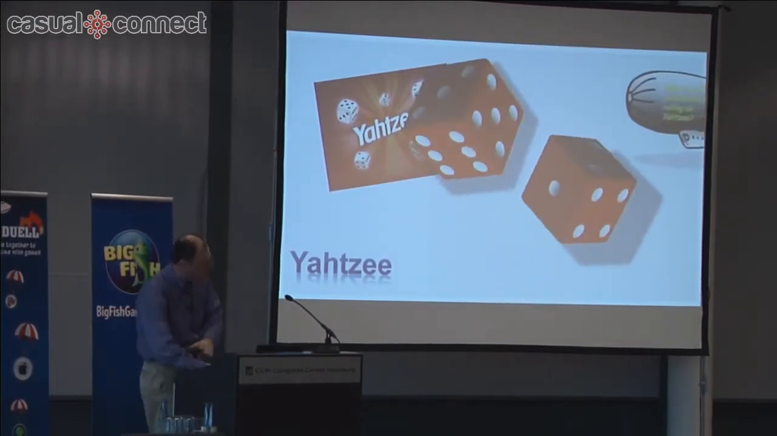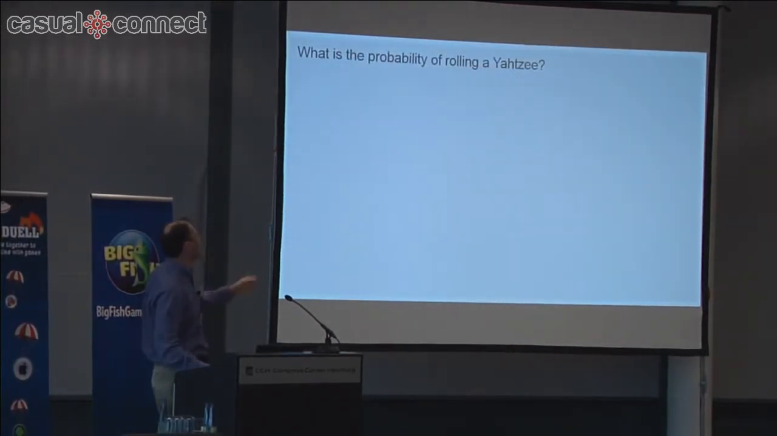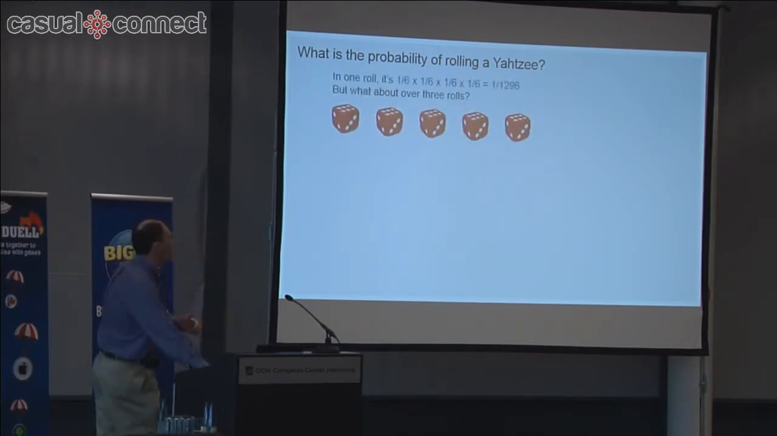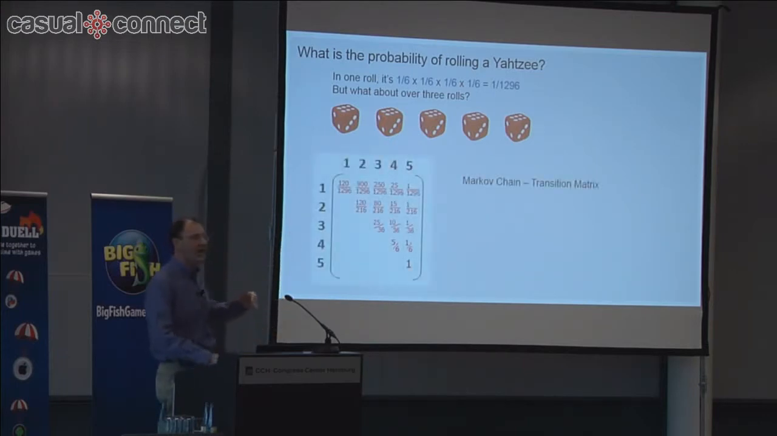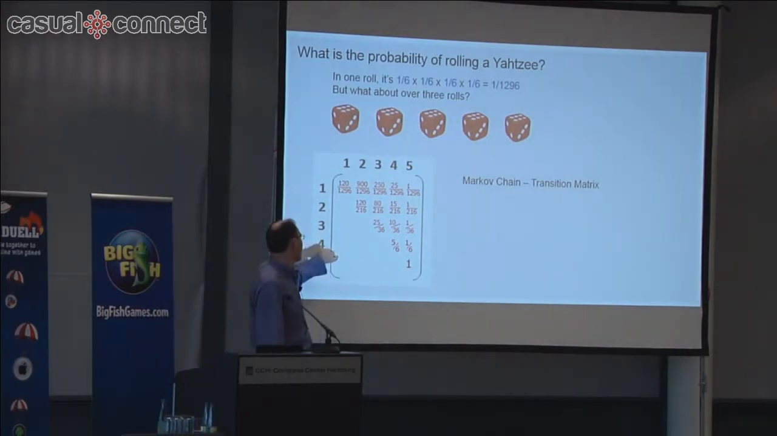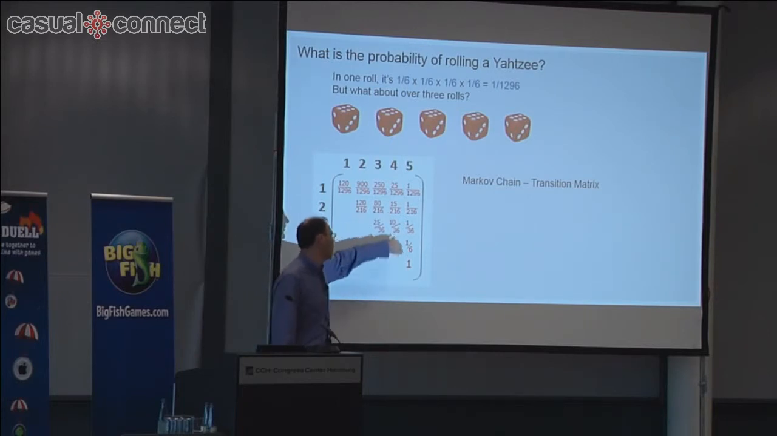Last example, to go through: Yahtzee. This is something that a lot of the people on the internet sort of get wrong. What's the probability of getting a Yahtzee? On the first roll, it's very easy, but of course you have more than one roll. And here we can create a Markov chain. If you have 5 of a kind, you can end up with 5 of a kind straight away. If you've got 4 of a kind, there's a 5/6 chance you're still going to end up with 4 of a kind at the end of the day. But there's a 1/6 chance you'll get the number, and then you can work through things.